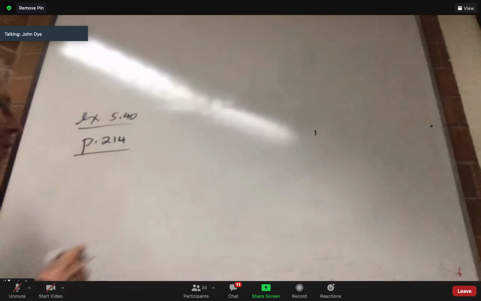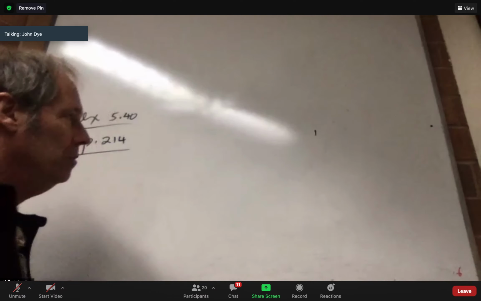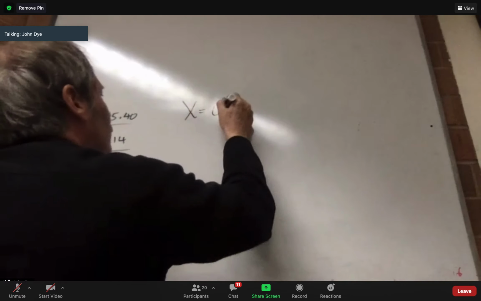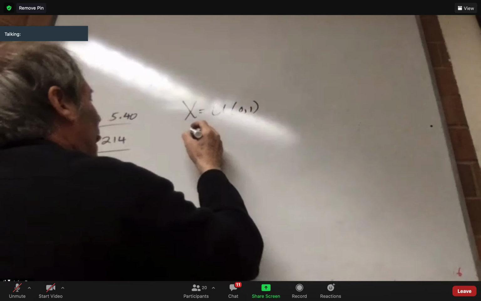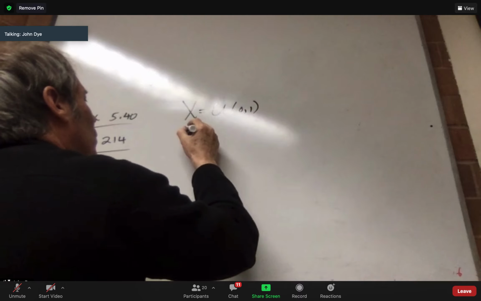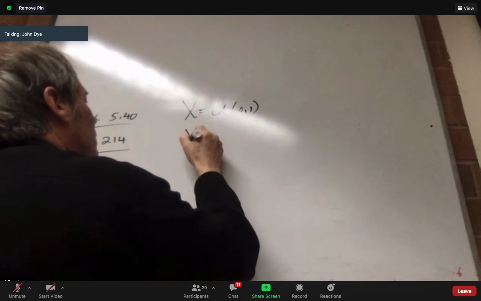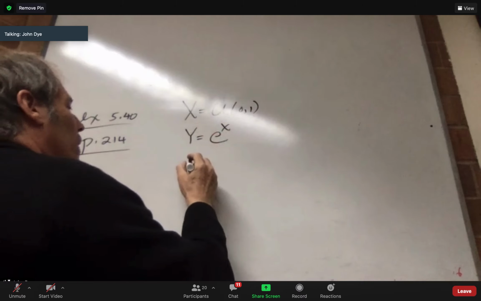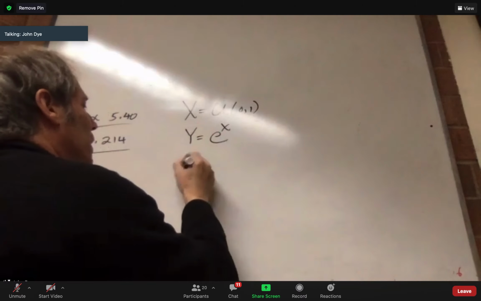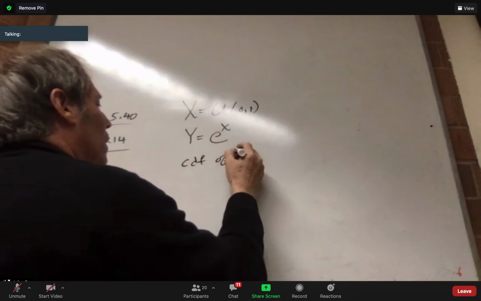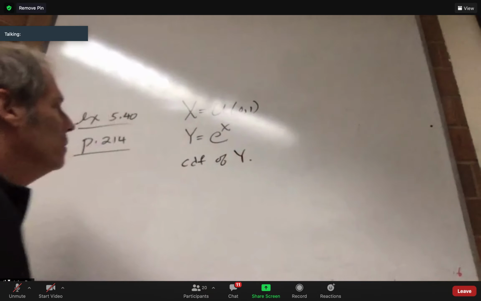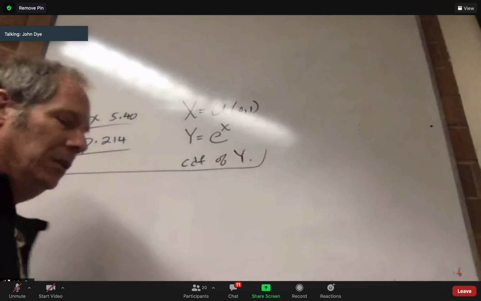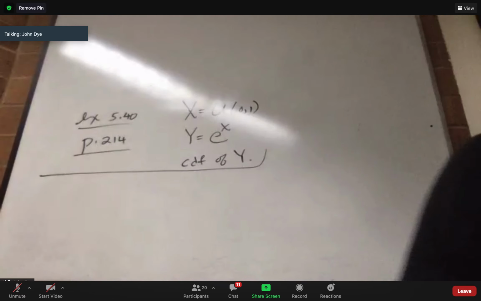Okay, so what is this problem? It's just a standard problem that sits in the book. Let's see if I remember it. X is uniform on (0, 1), and Y is e to the X. And they ask for the CDF of Y. Now, if you would bear with me and look at something else.